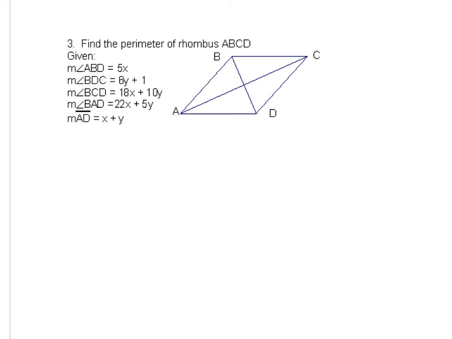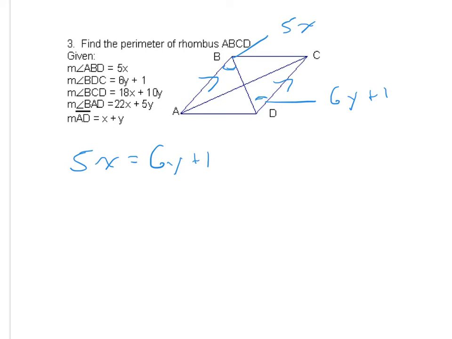Measure of angle ABD is 5x, so that's this angle right here, that's 5x. The measure of angle BDC, that's this angle right here, that's 6y plus 1. Notice that those two angles are alternate interior angles for these two sides because those two sides are parallel. So we know now that 5x is equal to 6y plus 1.